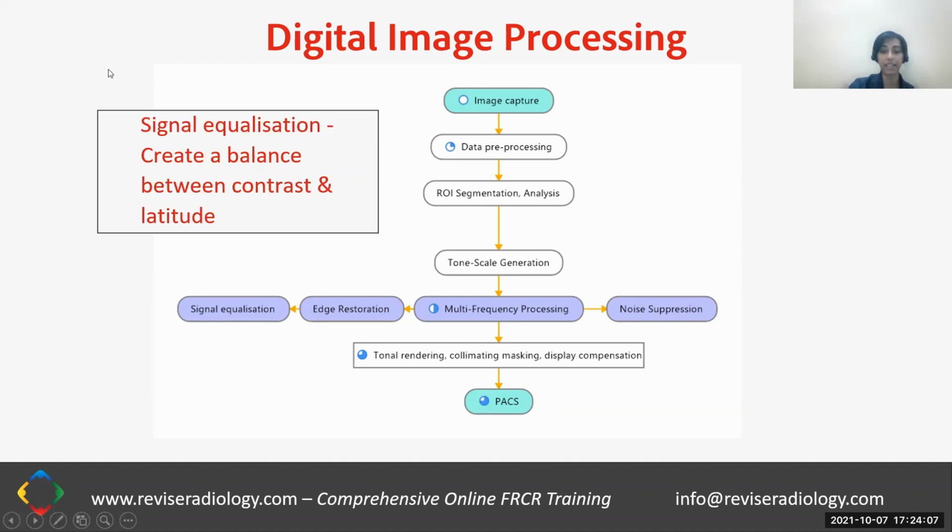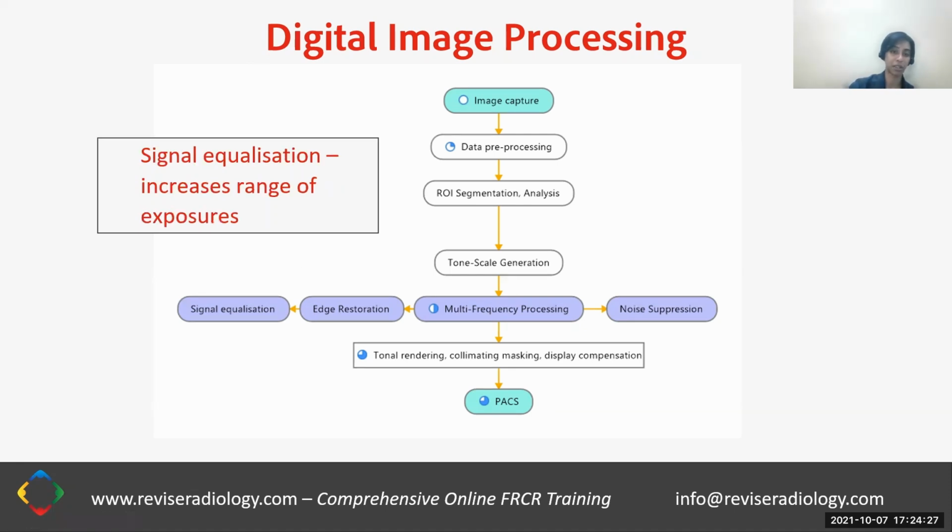Then we go on to the multi-frequency processing, where various other aspects of the image quality are improved, such as more noise suppression, edge restoration, and signal equalization. In signal equalization, balances are created between contrast and latitude of the image. I hope everyone is familiar with the term latitude, and also increasing the range of exposures.